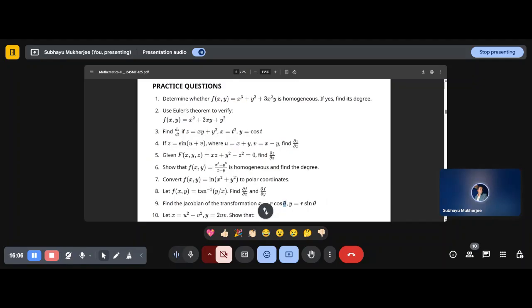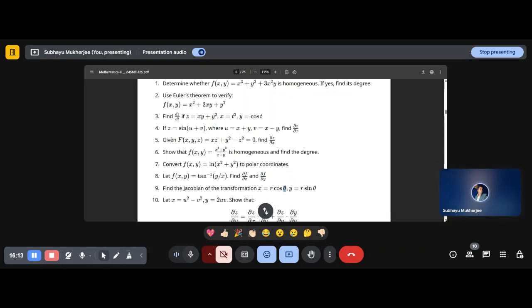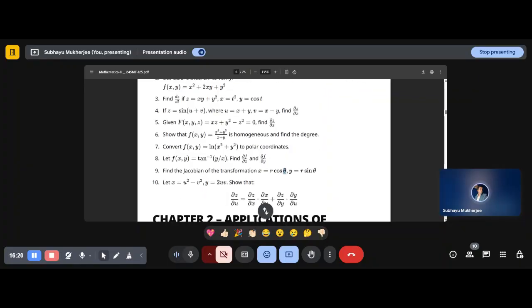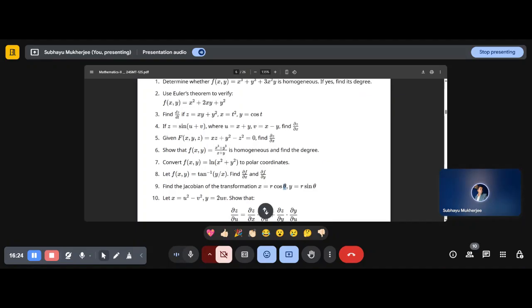Okay. So determine whether this is homogeneous. So you know how to do it. Euler's theorem, then find dz dt. This is a composition thing. Then again, it is a composition question. Given f of xyz equals to this, find dz dx. So that way, this first chapter is done.